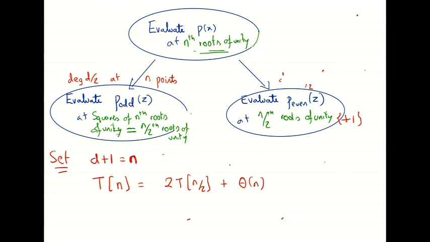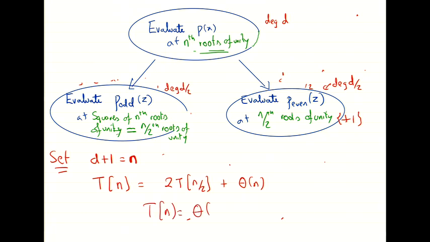If the original polynomial P had degree n, the two different polynomials have degree n over 2. Say this polynomial had degree d; this polynomial would have degree d over 2, and this polynomial will also have degree d over 2. And if you want to evaluate the nth roots of unity, you have to evaluate n over 2th roots of unity. So every parameter of the problem is reducing by a factor of half in the two calls, and so you get this recurrence relation, and that gives you a runtime of theta n log n.